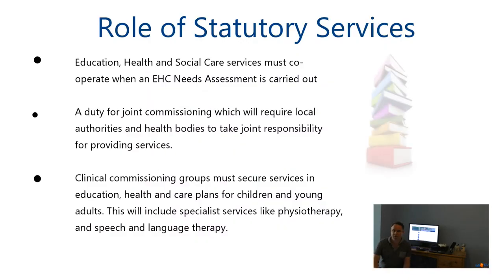The next thing that local authorities have to do is ensure that they work in a collaborative manner with other statutory services, including health and social care. So, for example, they have to share information. They have to ensure that assessment processes are aligned. They have to jointly commission services for children and young people with special needs and disabilities, and they have to jointly produce what's called the local offer.